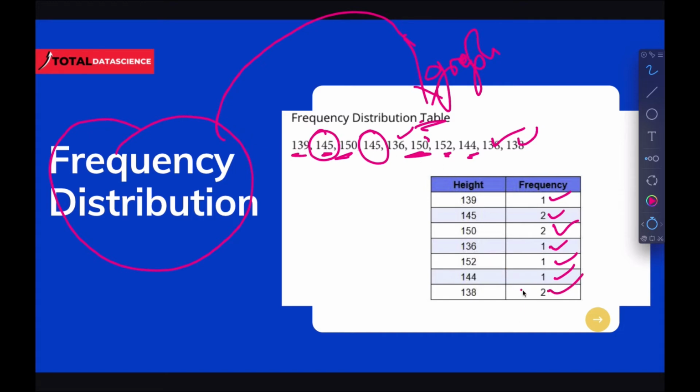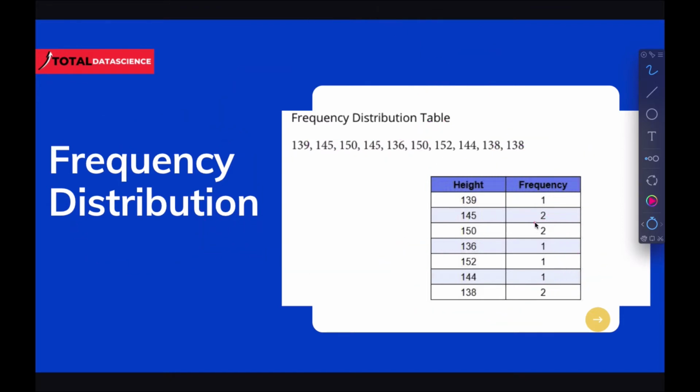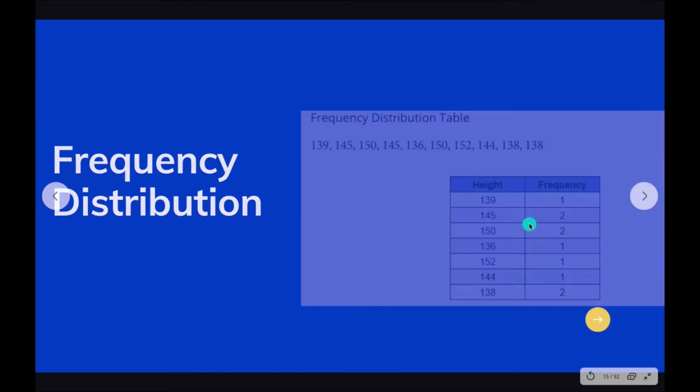So now you can actually see how often these appear, and we've put them in tabular form, right? So that becomes a frequency distribution. It could be in the form of a table or a graph. So that becomes the frequency distribution, right?